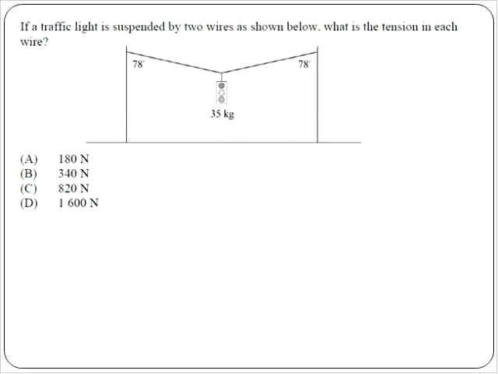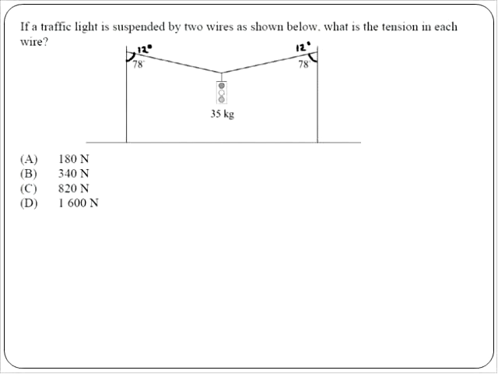Let's have a look at this guy. We've got a traffic light suspended by two wires, and we want to know the tension in each wire. Now this is not too bad, because if you look carefully at the diagram, you'll notice that the two wires make exactly the same angle. But the angle that we're given is measured from the vertical. Normally what we do is we use the horizontal angle. So the horizontal angle here is 12 degrees, and you'll see why in just a second.